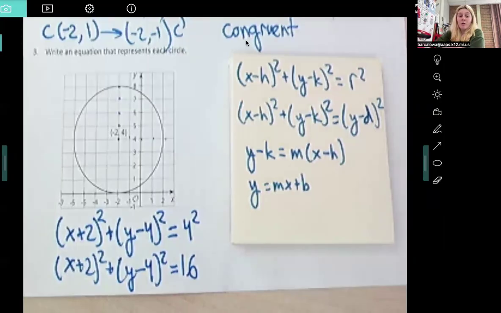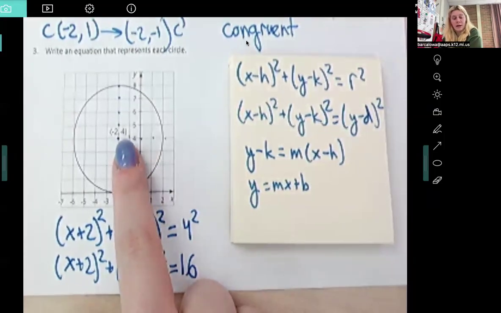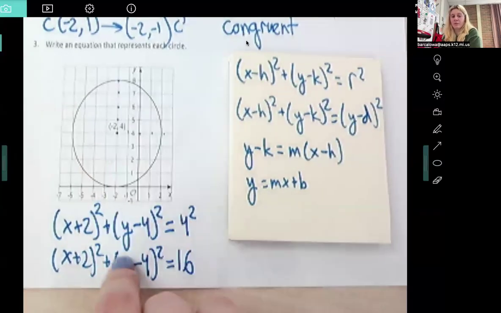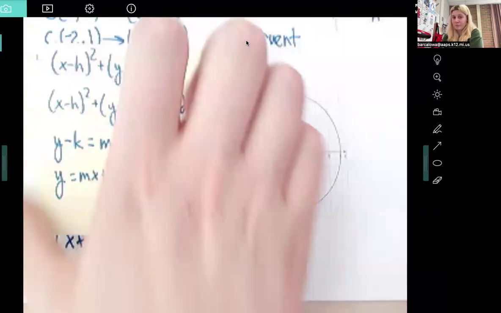Be sure you can go the other way, okay? If I give you this equation, do you know that my center is at -2, 4, and my radius is 4? You should be able to think both ways. Given the graph, or given the features, what's the equation? Given the equation, what are the features?